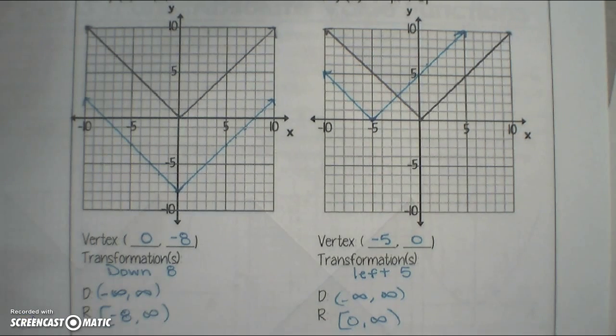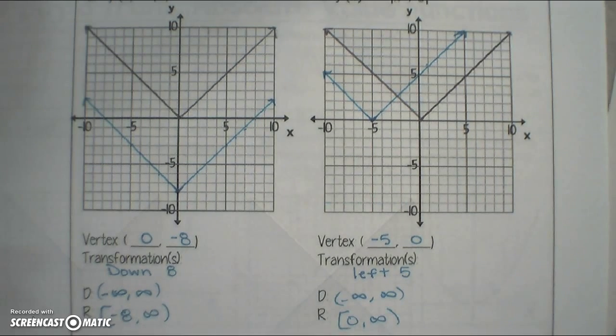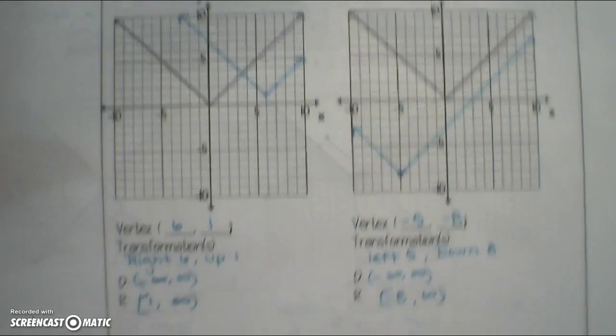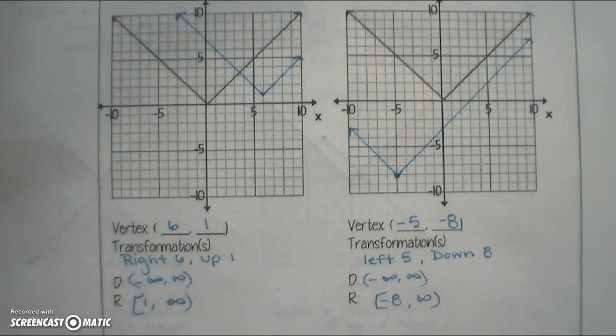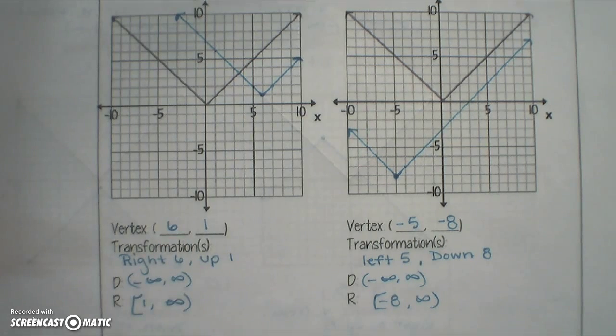All right, here's number 4, starting at -5, 0. So it moved left 5, the domain negative infinity to infinity, and a range 0 to infinity. Let's check 5 and 6. So 5 was 6, 1. Again, you do the opposite of your inside number. So it moved right 6 and up 1, negative infinity to infinity, and 1 to infinity for the range.